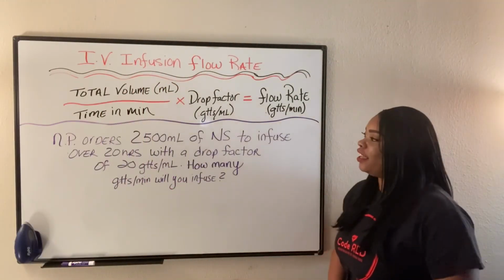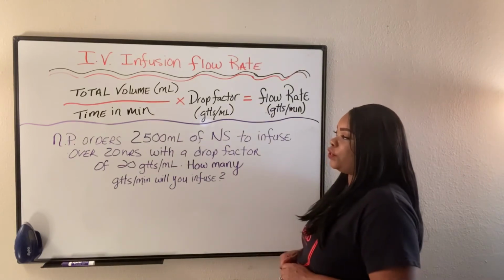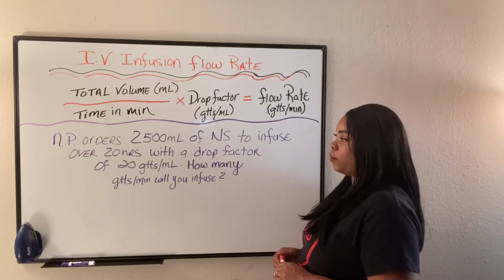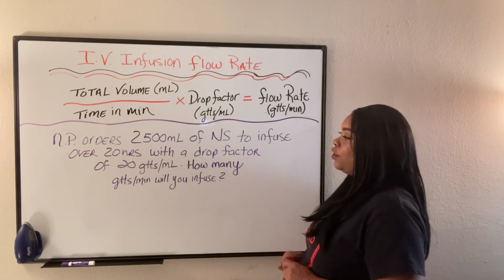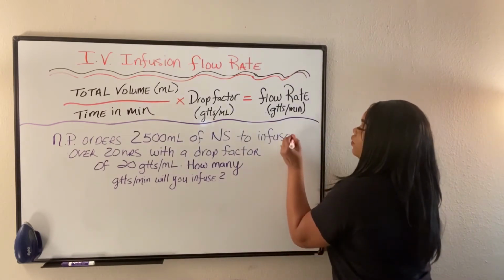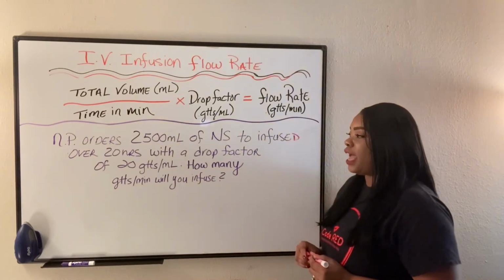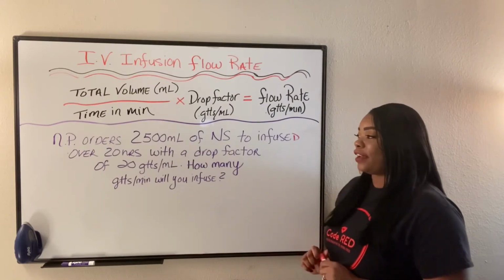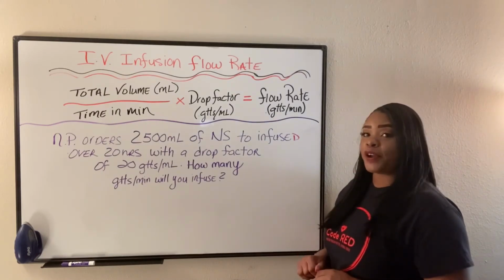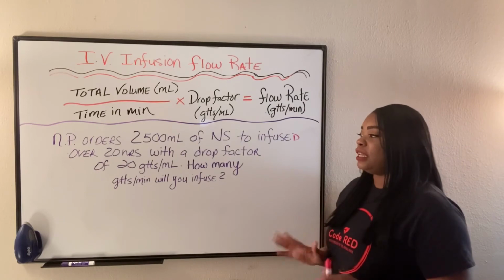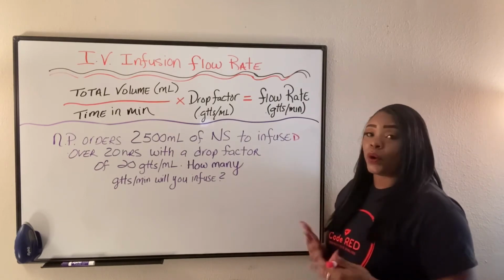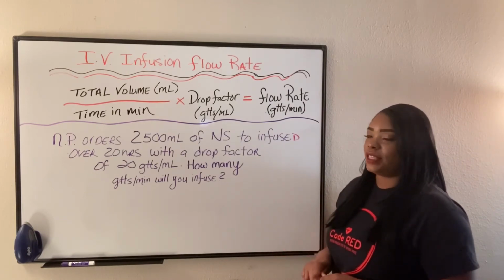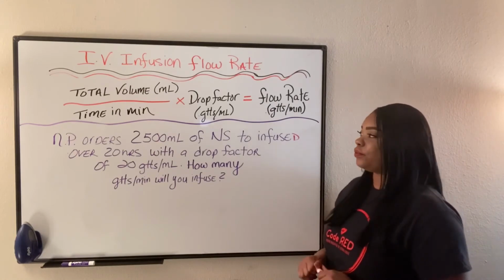Second question. Nurse practitioner orders 2,500 milliliters of normal saline to be infused over 20 hours with a drop factor of 20 drops per milliliter. How many drops per minute, or what is the flow rate for this patient's infusion?